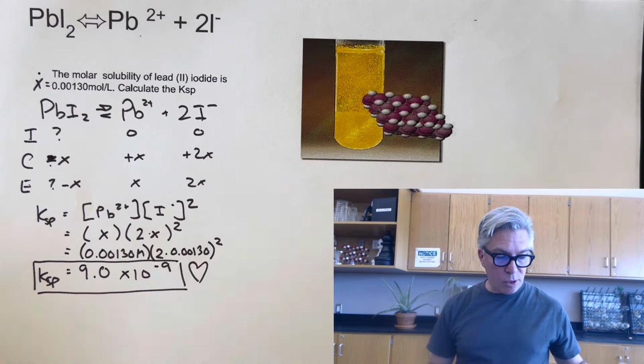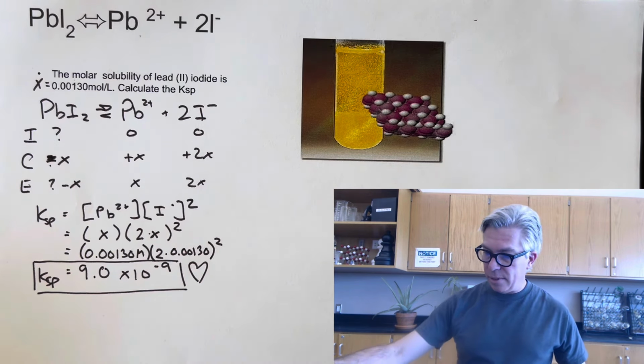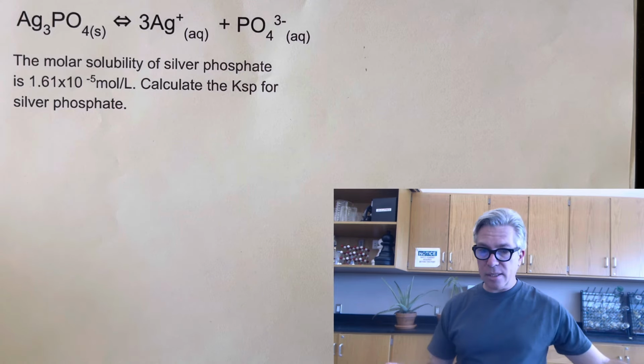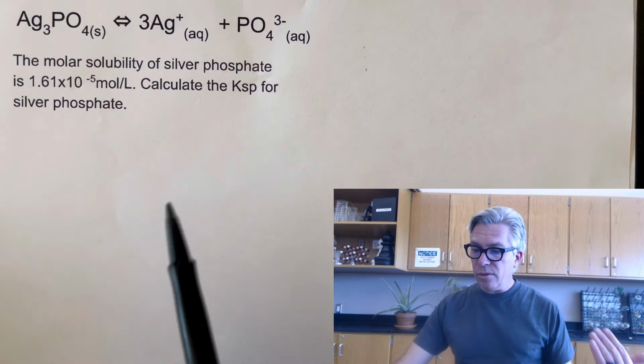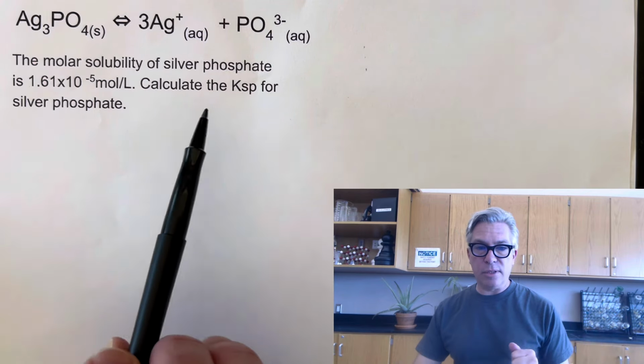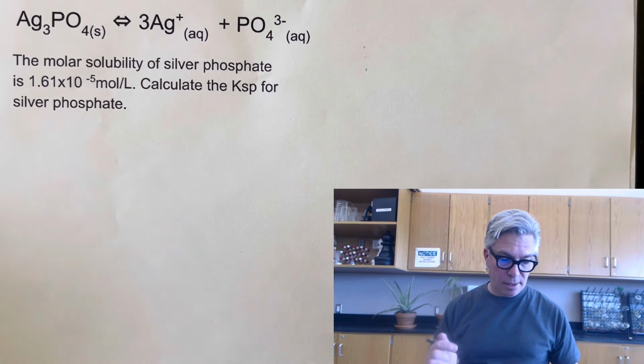All right, I have one more pause the video moment for us today. This is the dissolving of silver phosphate. And in this one, it's very similar. I've given you the molar solubility, which is your X value. Calculate the Ksp for silver phosphate in the same manner as before.